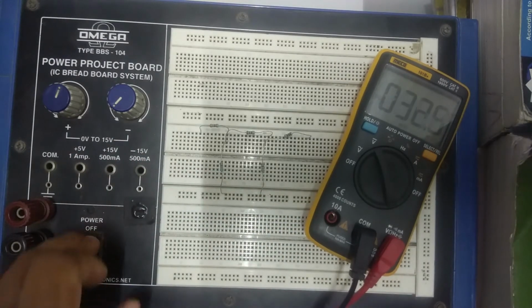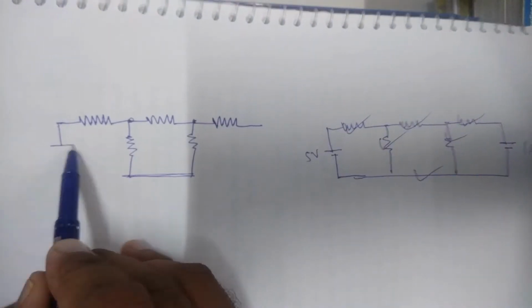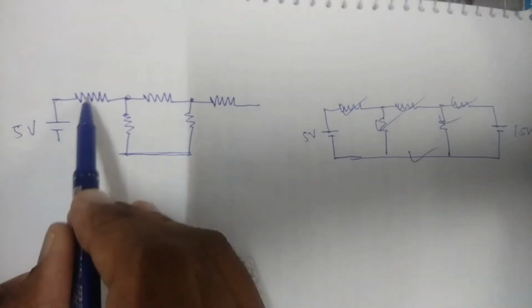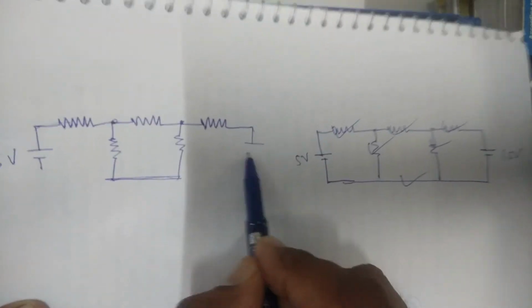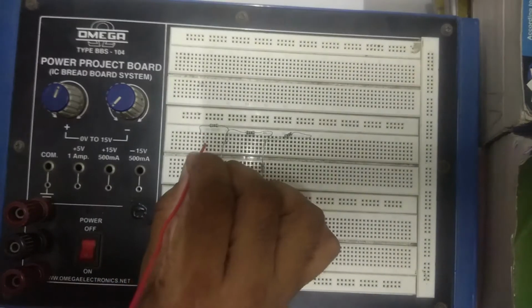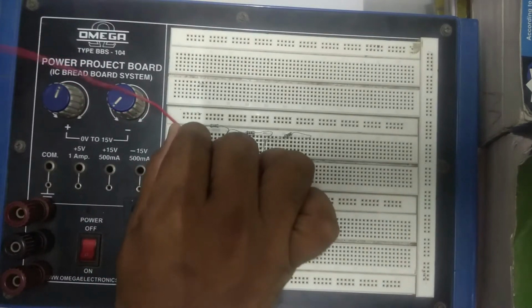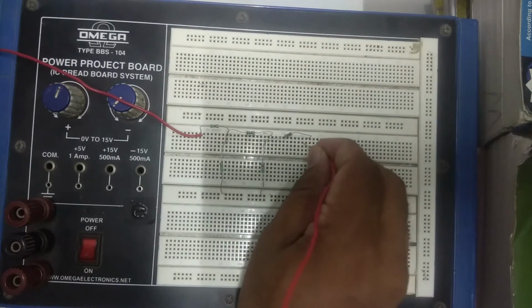Now I have to connect this 5 volt over here. That means the positive of plus 5 volt should be connected with this resistor, and the positive of 15 volt should be connected with this resistor. So I will take the help of some connecting wires. I will take this connecting wire from this point. Why this point? Because it should be connected over here. The second point should be this.